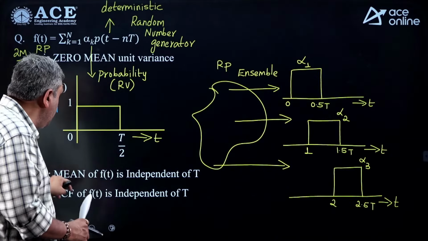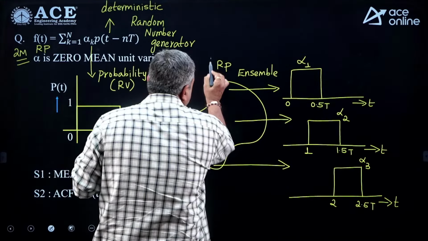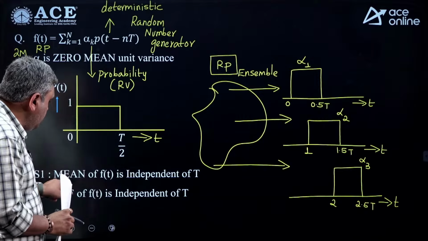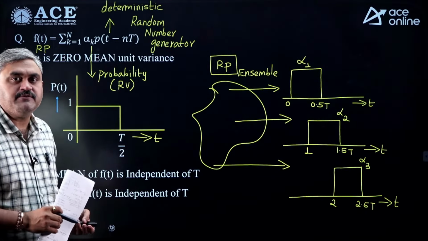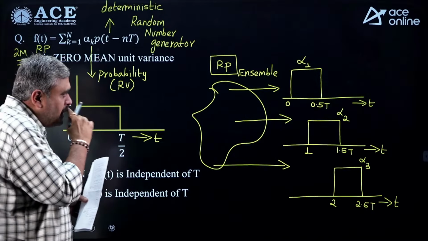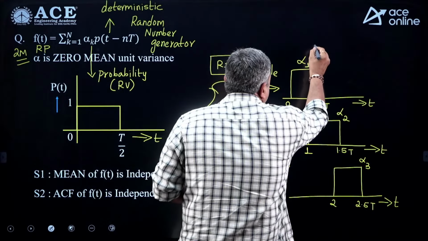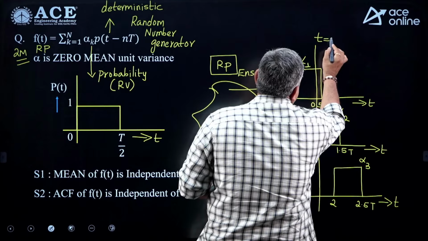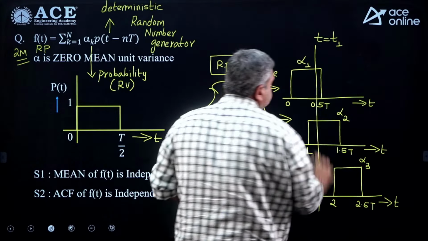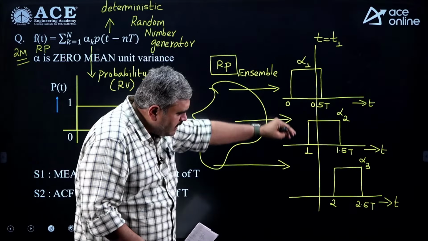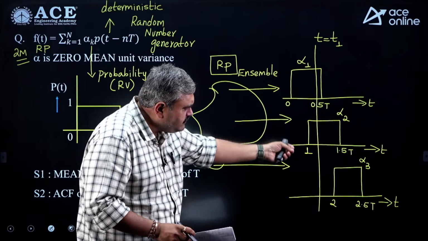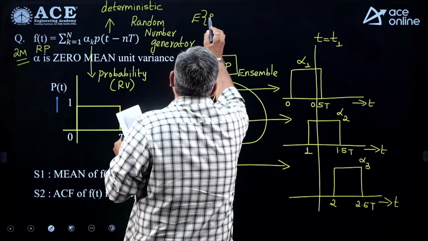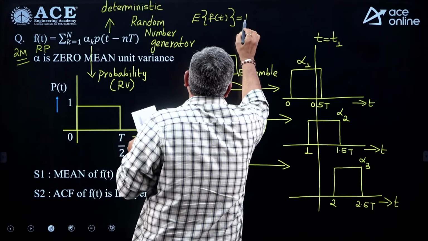Now, what is he asking? The mean value of the random process. So, now he is talking about the random process is independent of capital T, and autocorrelation function of f of t is independent of capital T. Which of these statements are true? So, here if you see carefully, let us assume at some time instant t equal to t1, that means I am considering my random process at a certain time instant t equal to t1. So, when you take this random process and calculate the mean of each of these random variables, what is the mean of your random process? Expectation of f of t will be expectation of your random variable or not?